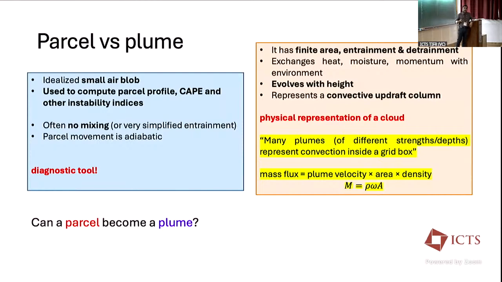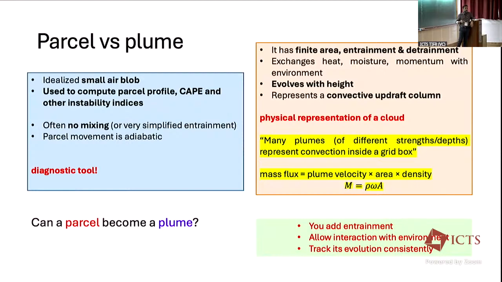If you combine all these three quantities, that's the rho and the omega and the area, it is nothing but your mass flux. This is where you can say that the parcel can become a plume if you add entrainment to the parcel, and if you allow it to mix with the environment, keeping the parcel a finite area, then your parcel and plume are the same.